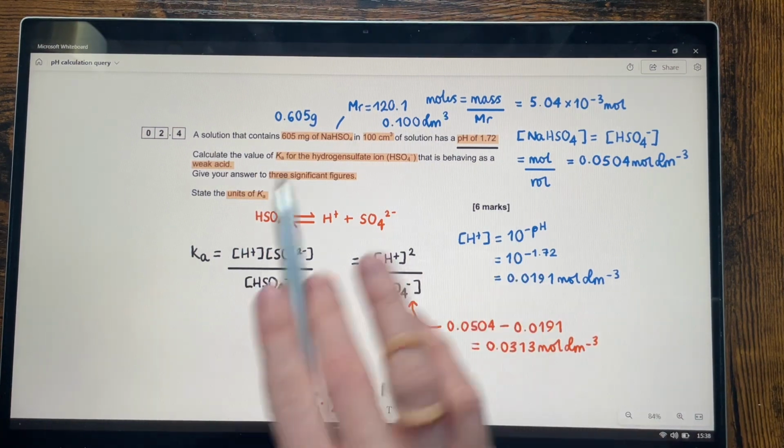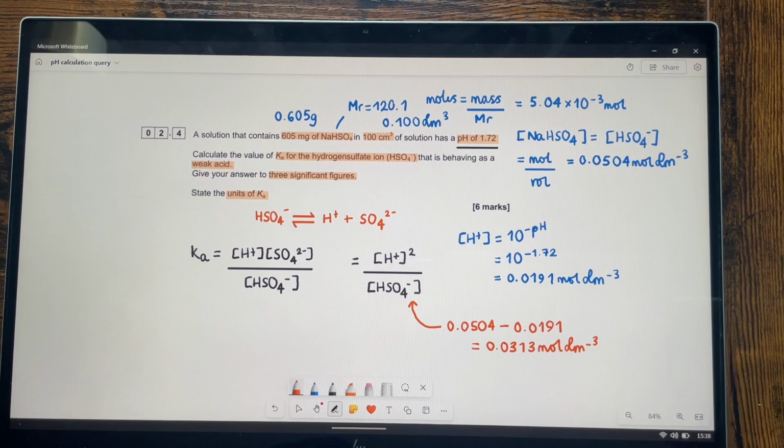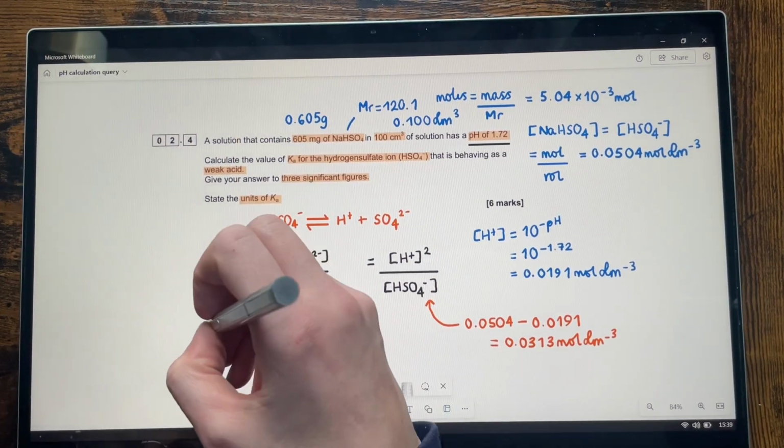And that is the only trigger point of this question, if you will, that enables us to know that that's a step we have to do. We cannot assume that the concentration of weak acid does not change once dissociation has happened, because there's so much dissociation in this case that it is going to change quite significantly. So the concentration's gone from 0.0504 down to 0.0313. That's a substantial change. So that's the value we're going to put in the bottom of our Ka expression. We're going to put the H plus concentration and square that on the top of our fraction, and that will give us our value for Ka.